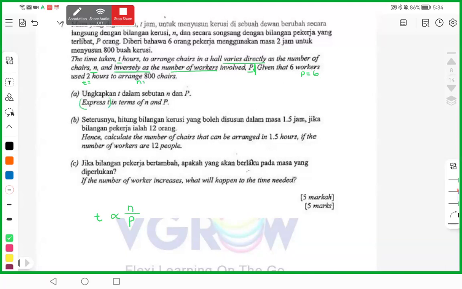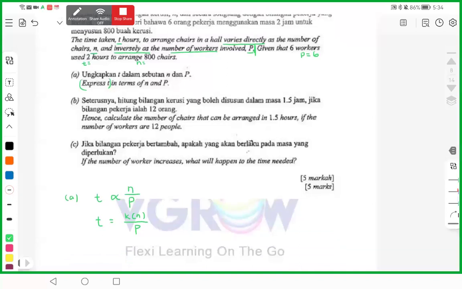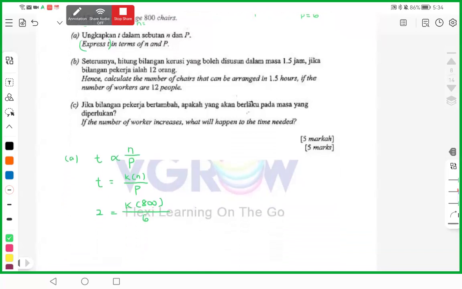Meaning we change it into equation form. T equal to K N over P. Then we substitute all the numbers to find the value of K. So T is 2 equal to K times N over P. Then we can find the value of K. K is on the right side, so 2 times 6 over 800. We get the value of K is 3 over 200.